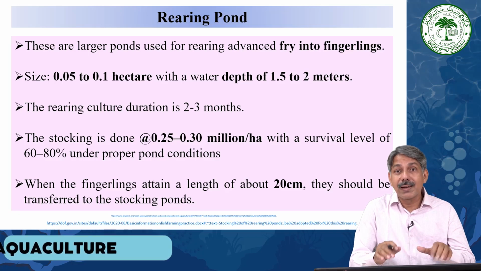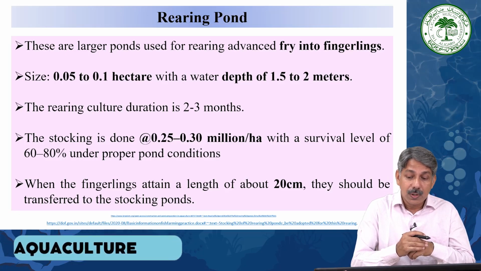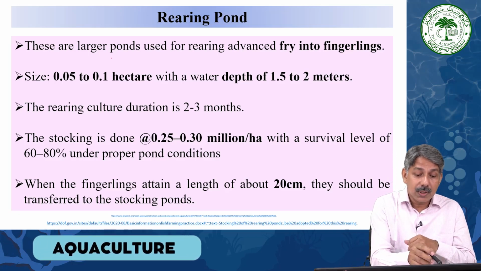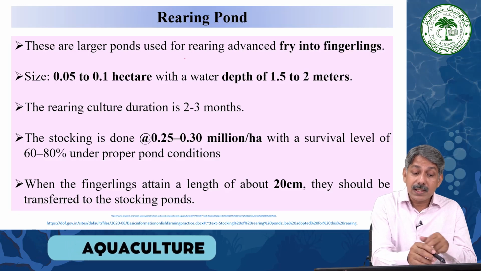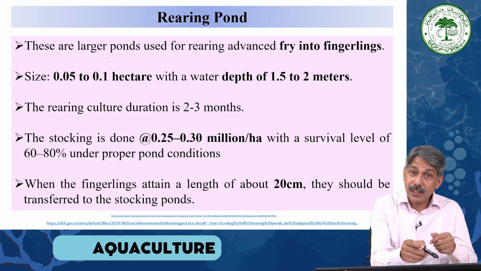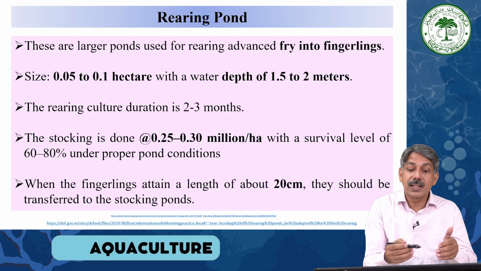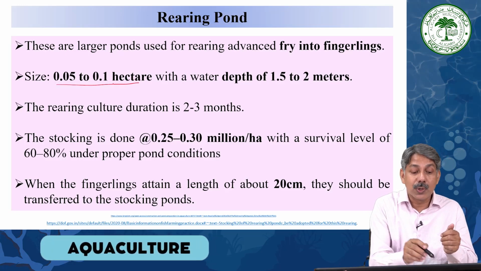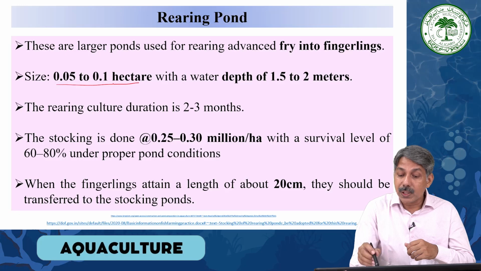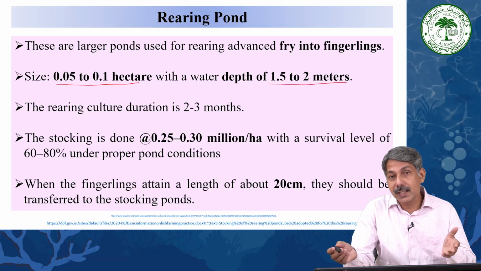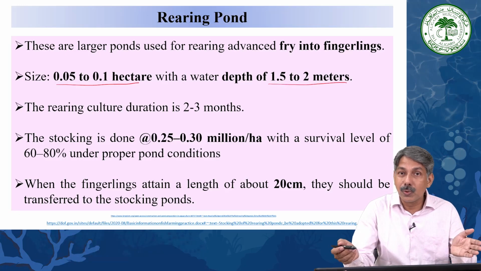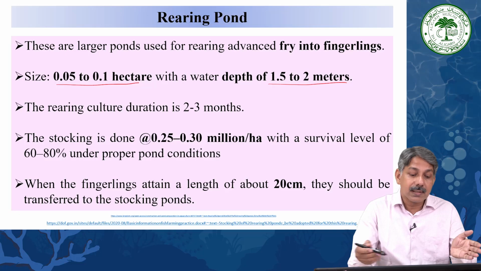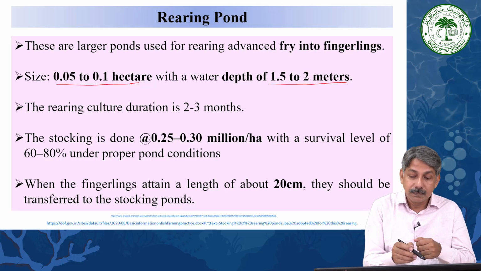Then it comes to rearing ponds. What are rearing ponds? Larger ponds, used compared to nursery ponds. Nursery ponds were not as large as rearing ponds, as you can see from the size, 0.05 to 0.1 hectare, with a water depth of 1.5 to 2 meters. Again, I have already explained how the depth range should be decided, how the area should be decided.